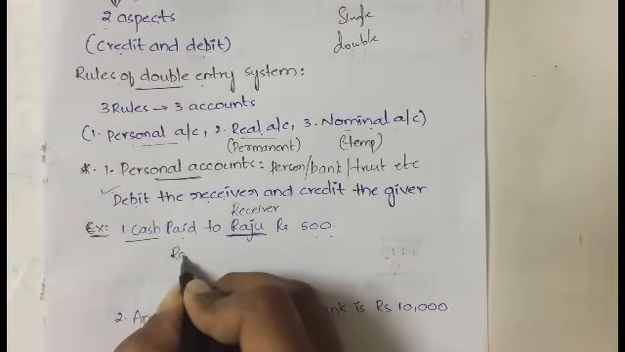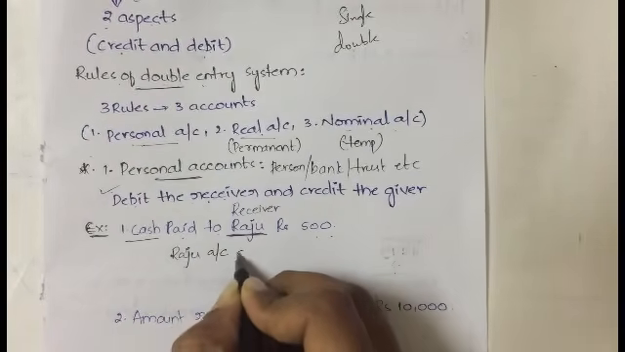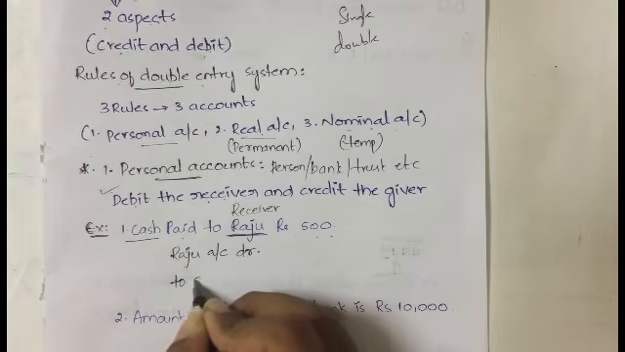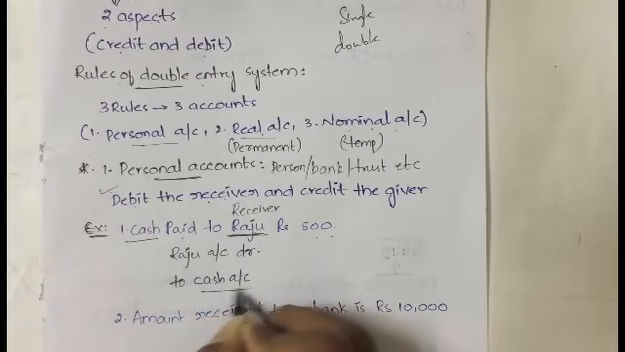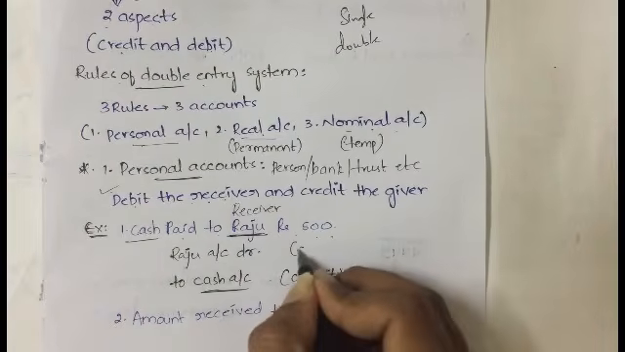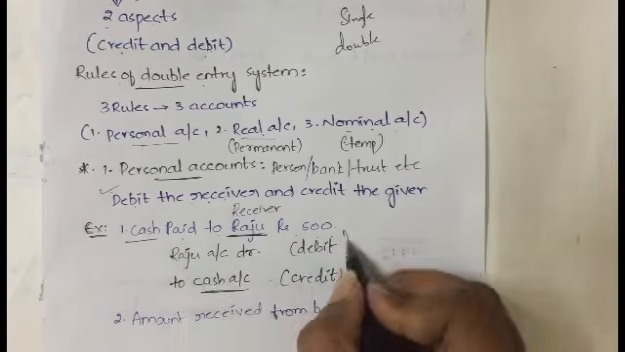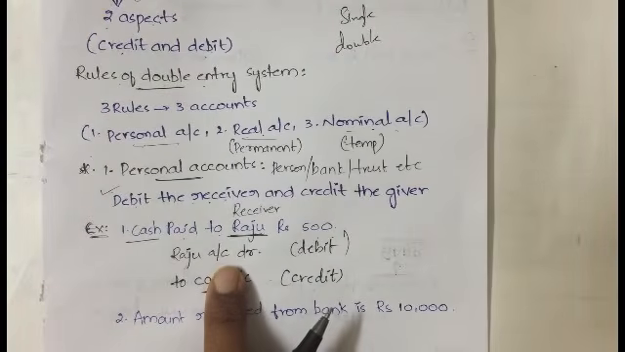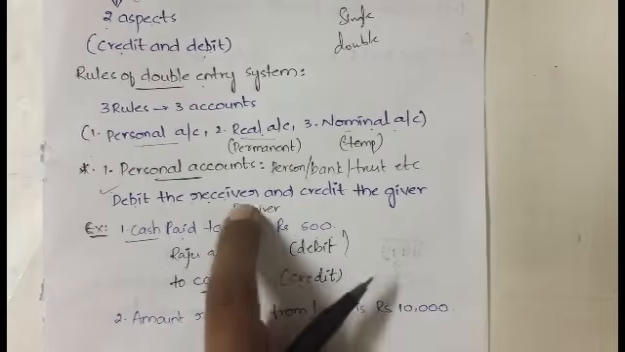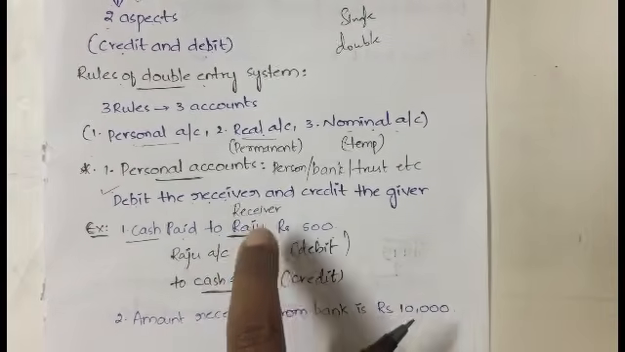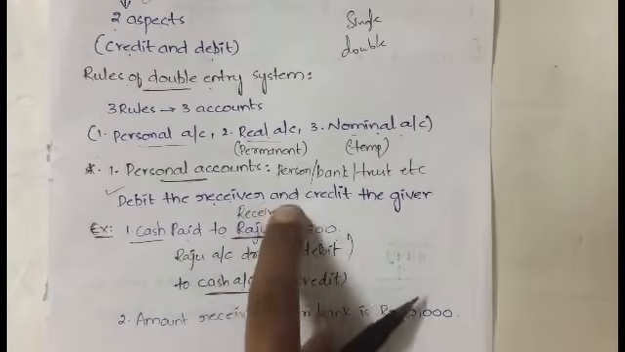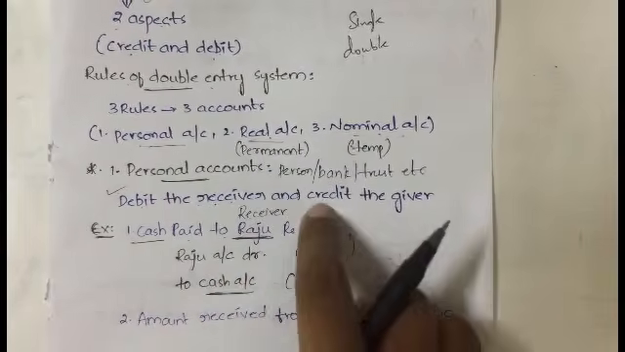Raju account debtor, so you have to write it as Dr, to cash account. This means credit. So in the first line we are writing about debit and in the second line we are writing about credit. Whose account is being debited? Raju's account. Why? Because he is the receiver. We are paying to Raju, that means he is getting the money, so he is the receiver, and his account should be debited according to the rule. So Raju account debtor to cash account.